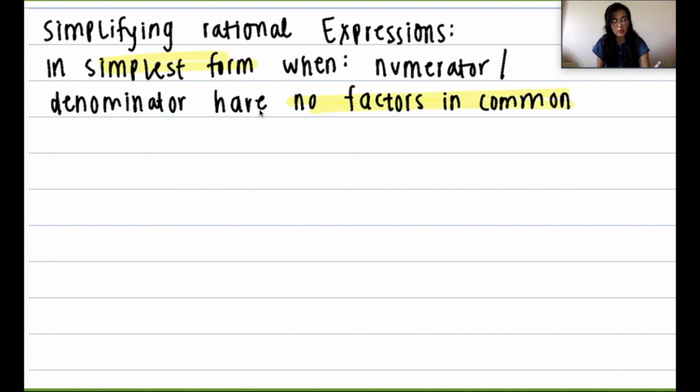So for example, just like we have with fractions, let's say you had the fraction 10 over 20. We know that we would simplify that down to 1/2. We're going to be looking to do the same thing with our rational expressions, and I'm going to go ahead and show you guys a couple of examples to do that.